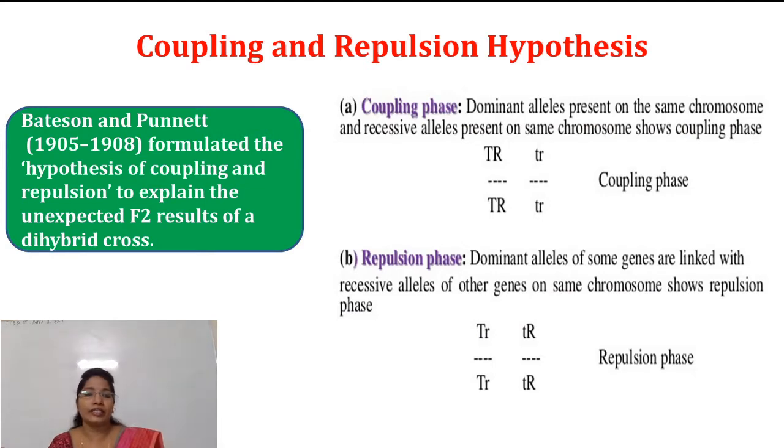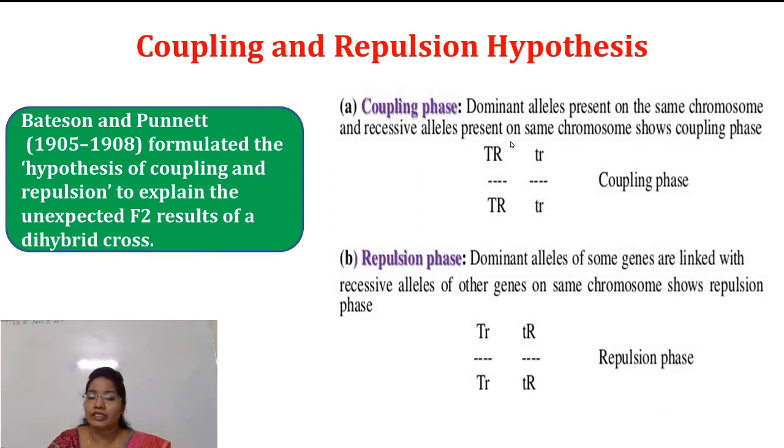The next is the coupling and repulsion hypothesis. This is one of the important hypotheses behind linkage. Bateson and Punnett formulated this hypothesis to explain unexpected F2 results of a dihybrid cross. In that, there are two phases. First is the coupling phase and second is the repulsion phase. First we will see what the coupling phase is.